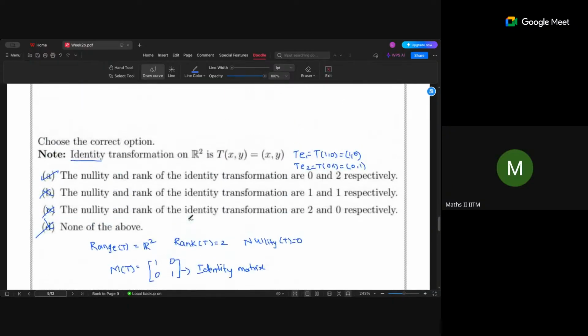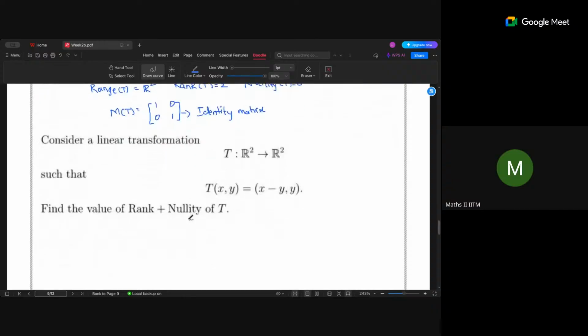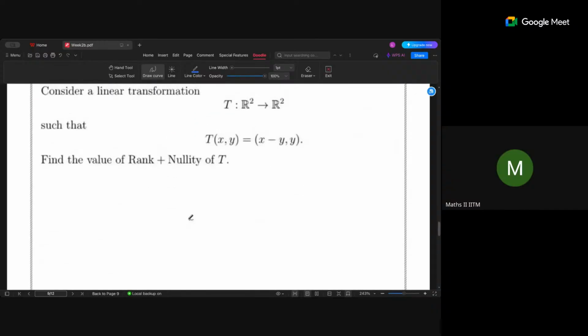I hope this question is clear, right? Shall we move on? Next question: find the rank and nullity of T. I recommend you find TE1, TE2, write what M of T is, and then tell the answers.